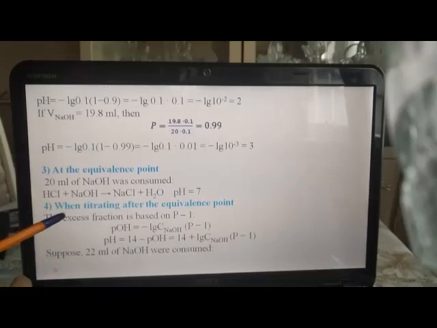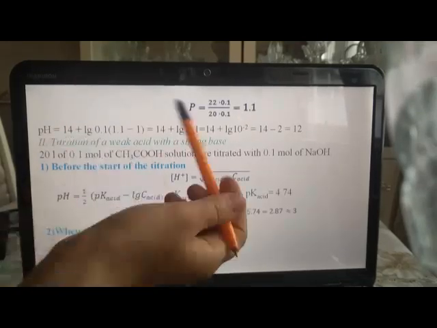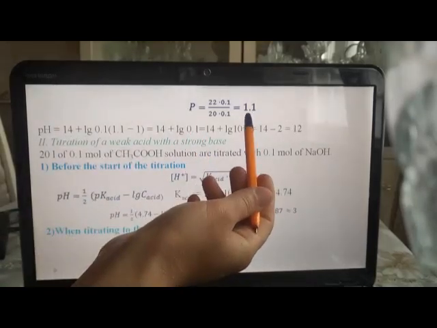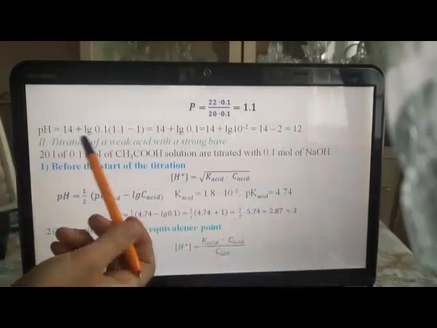Fourth, when titrating after the equivalence point, the excess fraction is based on P minus 1, and we find pOH from these equations. Suppose 22 milliliters of sodium hydroxide were consumed. In this case, P is equal to 1.1 and pH is equal to 12 from the equation.